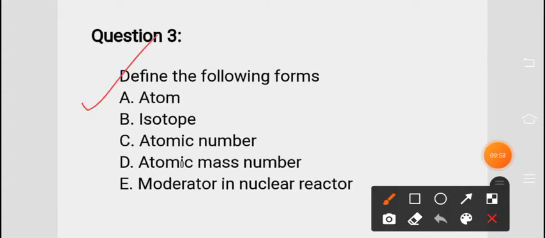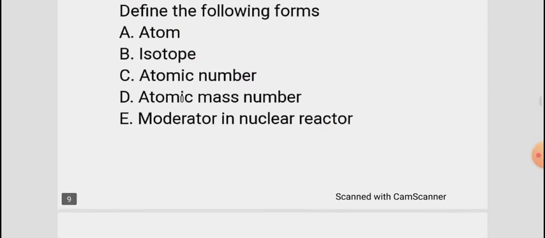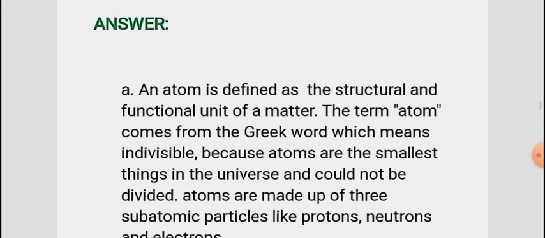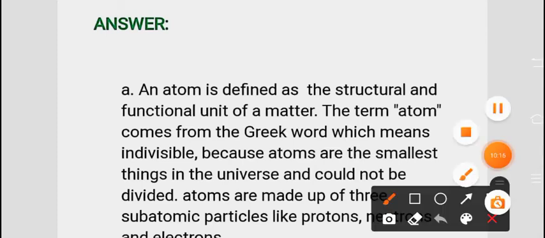Next is question number 3. Define the following terms. We have to define atom, isotope, atomic number, atomic mass number, and moderator in a nuclear reactor. All definitions we have seen in your theory part also while I have taught all these concepts. Now, the very first answer for the same.